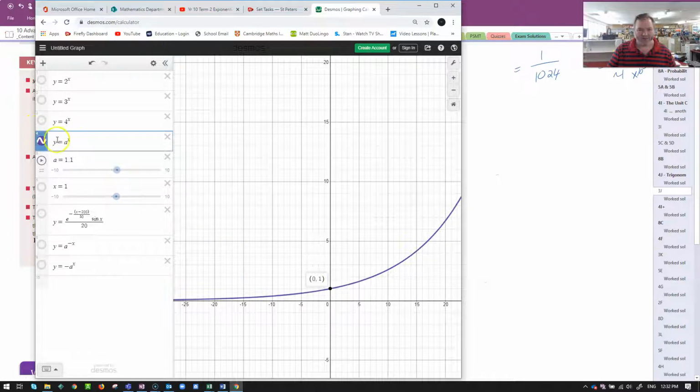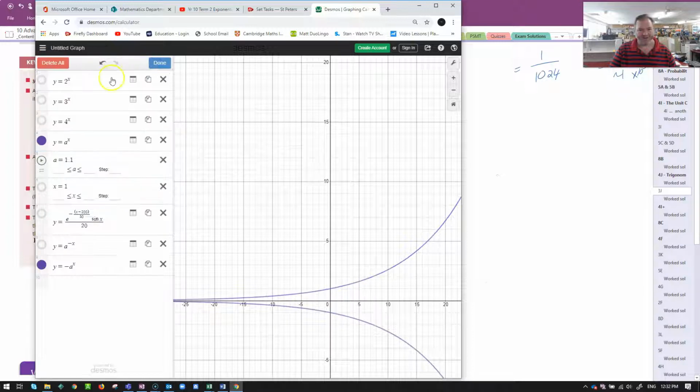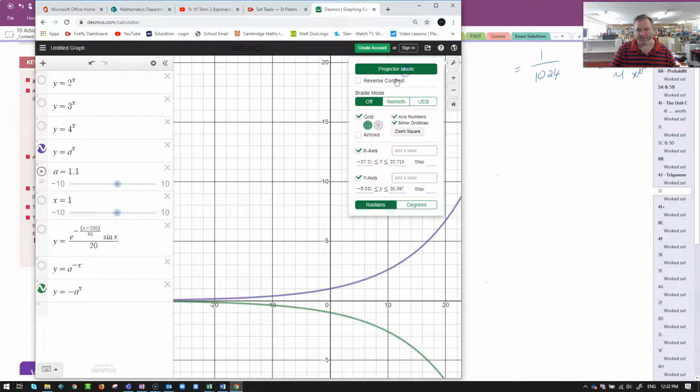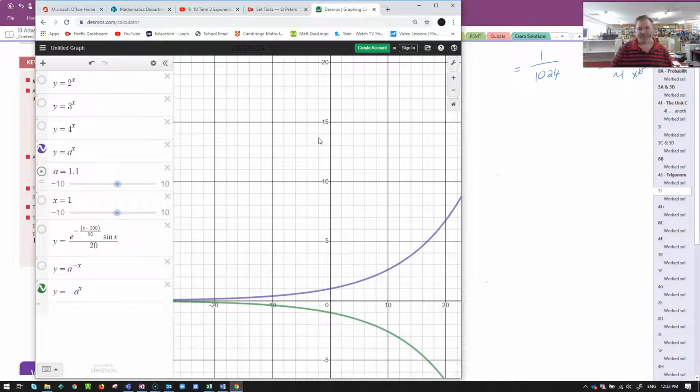So if you think about this expression here, y equals a to the power of x, if I want each y-coordinate to be negative, sticking a minus sign in front of that would make it negative, wouldn't it? And I've got that down here, y equals negative a to the x. And you can see that it's a bit annoying that it's in the same colour. Let's give it a different colour. That's the one I want. Make it in green. Hopefully you can see the difference there. I can even turn on projector mode, make the lines a little bit thicker. That might help us as well.